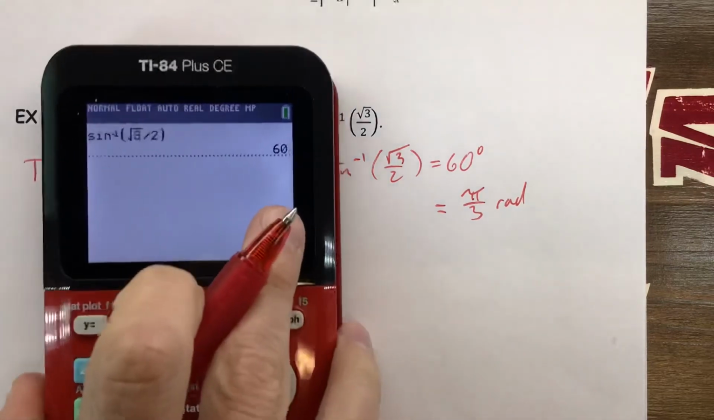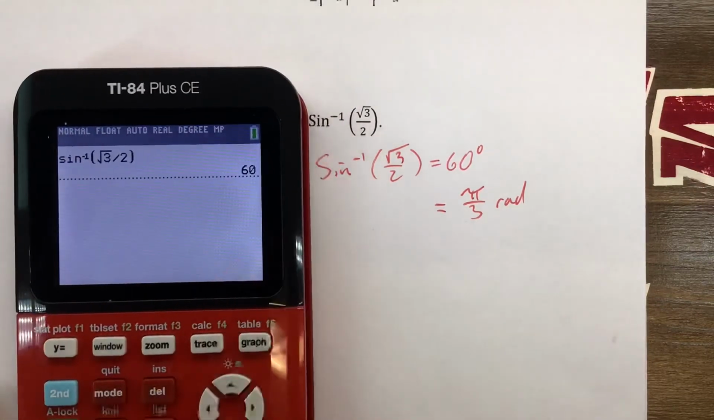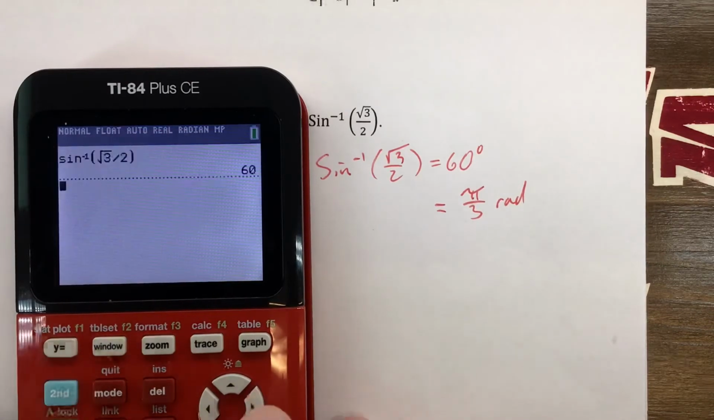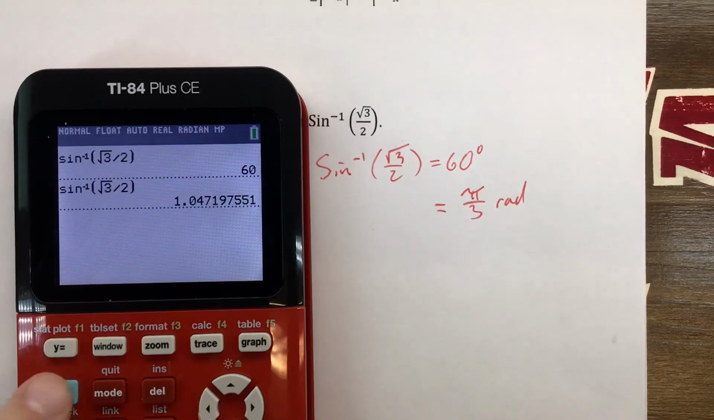Now I'll verify that one here. Go ahead and switch the mode over to radians. Type it back in. Now when I press enter, I'm not going to get this answer. I'm going to get a decimal form of that answer. However, pi divided by 3 is that number.